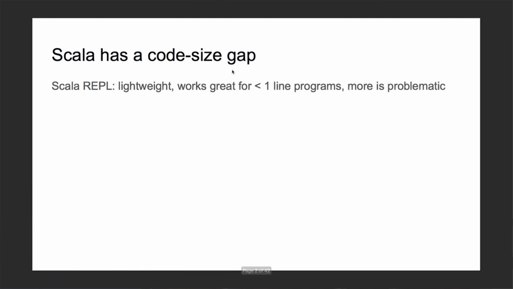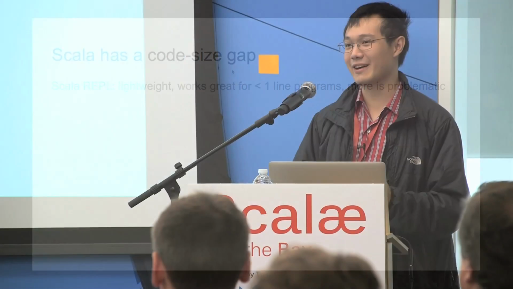As a motivation for this, I believe that Scala has a bit of a code size gap. On one end, you have the Scala REPL, which is this really small thing that's really nice for writing small snippets of code. If you have a problem which causes the compiler to crash, or a one-line, half-line demo to show someone, you can use the Scala REPL to quickly bang out something and show: this is what the code is, and this is what the output is.